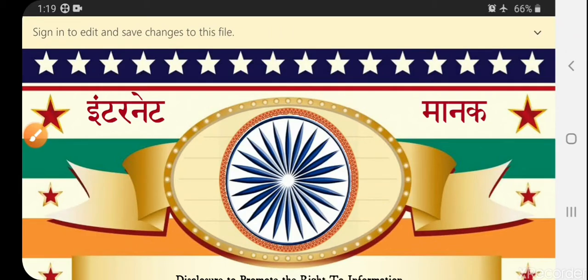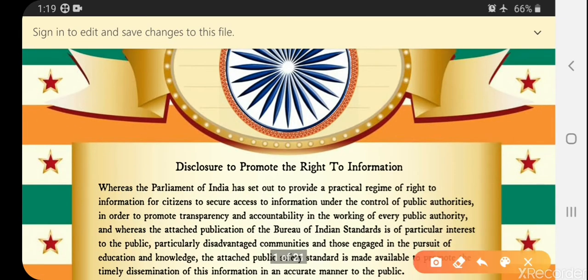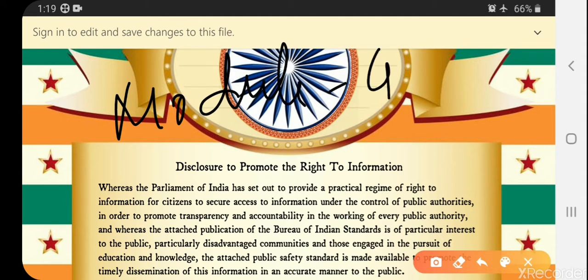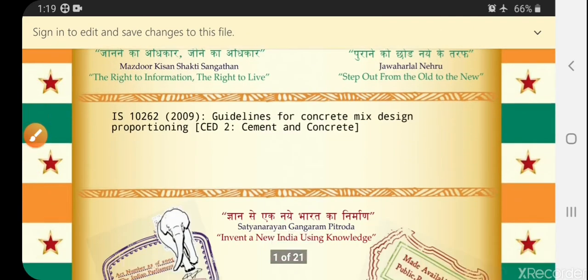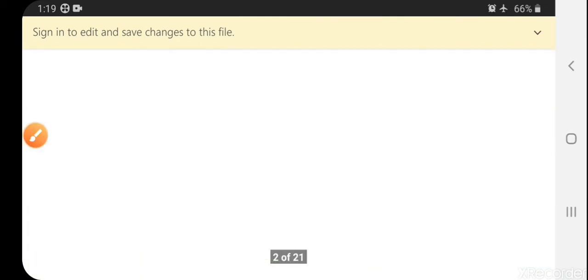I am continuing the topic, module 4 from your concrete technology subject, module 4 mix design. What do you mean by mix design? In module 4, the complete design of the concrete is nothing but hardened concrete.